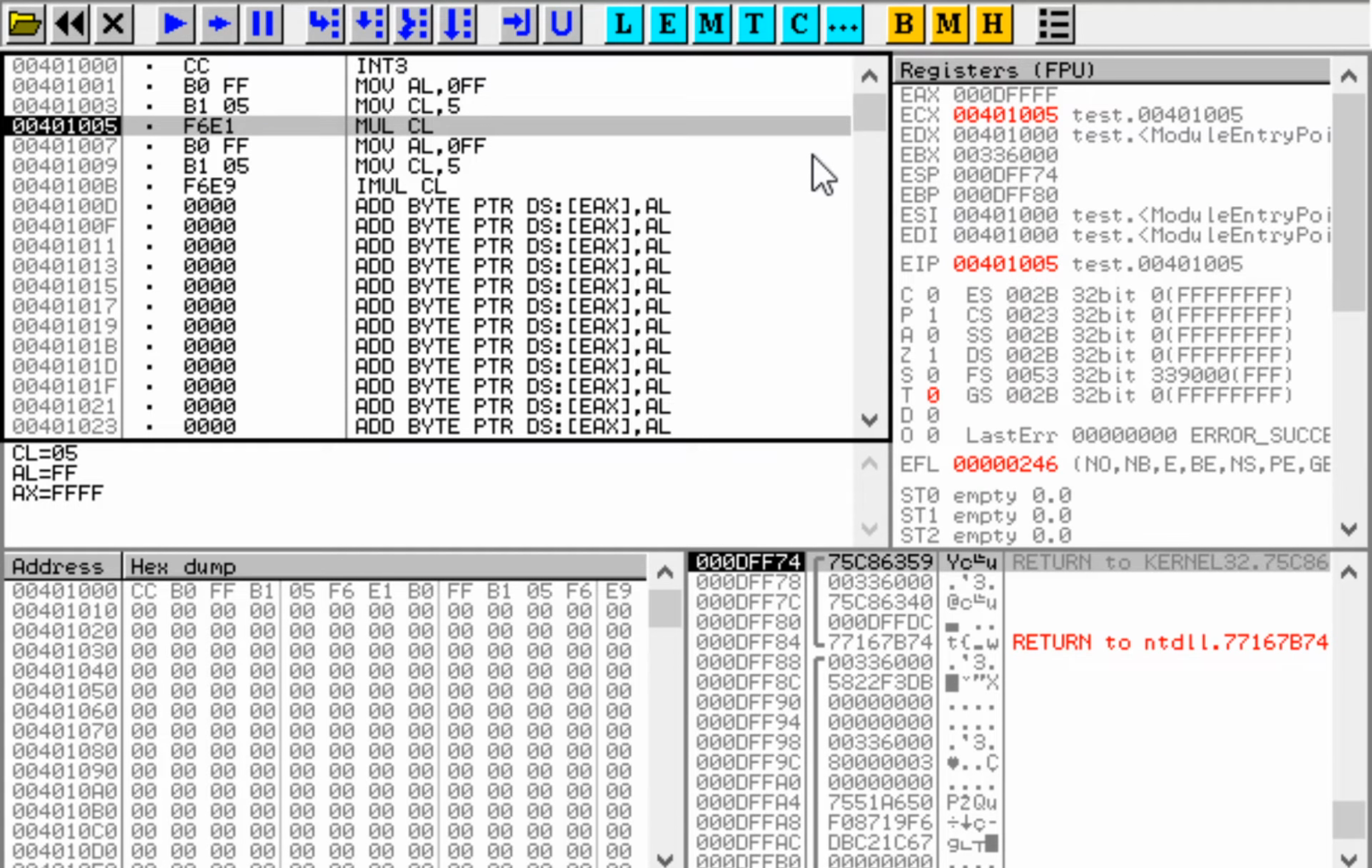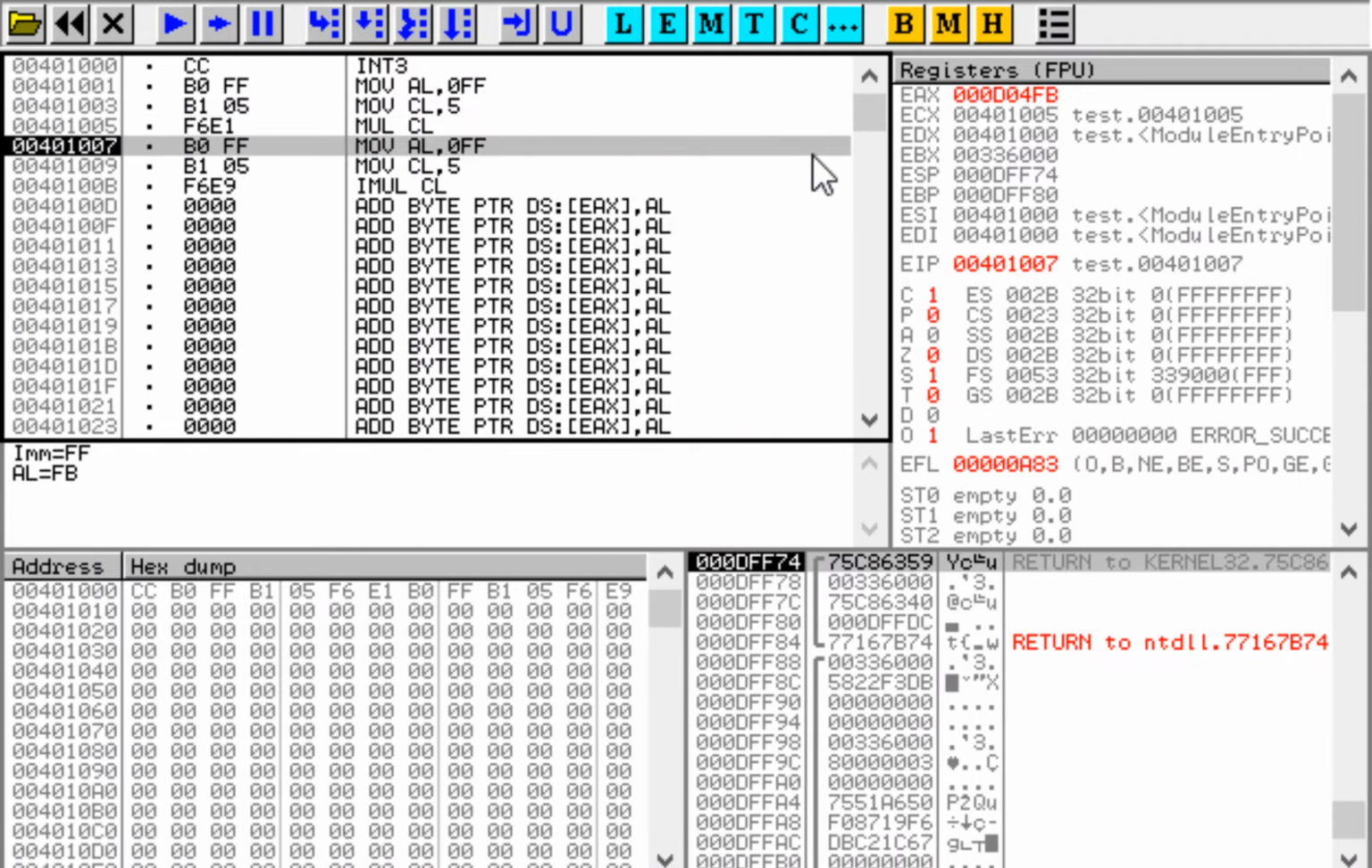Now we perform the unsigned multiplication. The result is FB, and in the upper half 04, as expected. You can also notice that carry flag and overflow flag are set. In case of multiplication, both these flags are set when the upper half of the result is not a correct extension of the lower half.